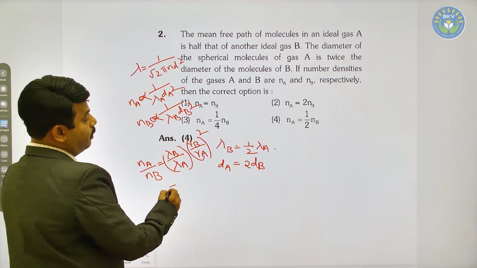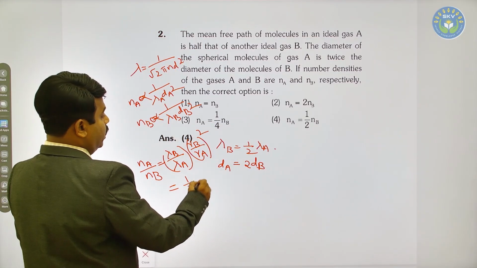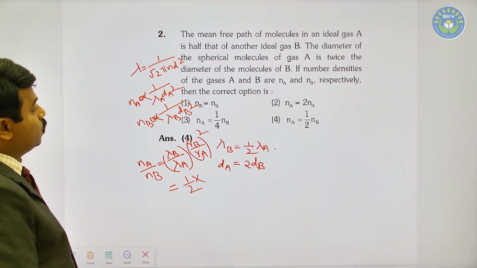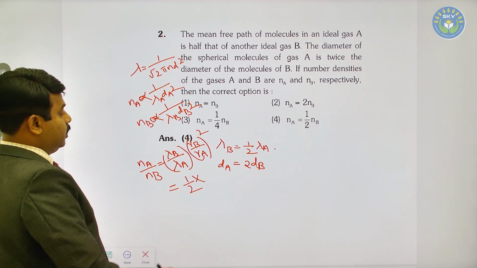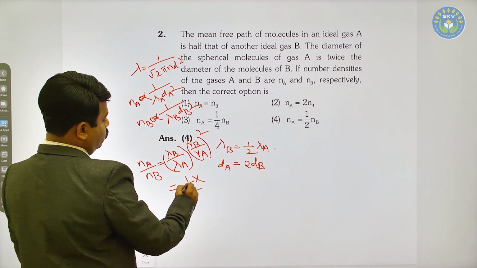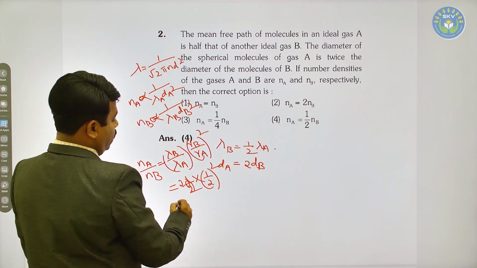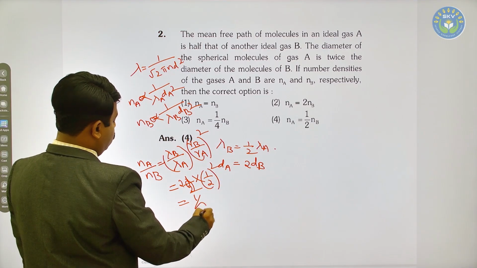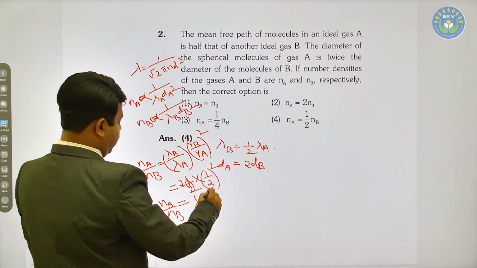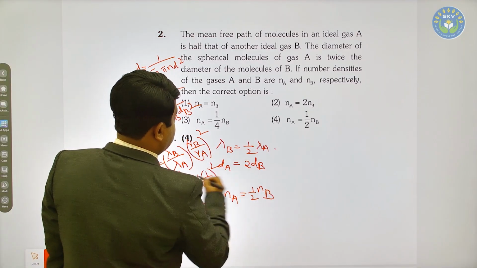What is lambda B by lambda A? That is equal to 1 by 2 into, and this is 2 square, right? Then rB by rA is 1 by 2. Sorry, so this is 2 and this is (1 by 2) the whole square. Then it is 1 by 2. Then nA by nB is equal to 1 by 2. Then nA is equal to 1 by 2 nB. Right.